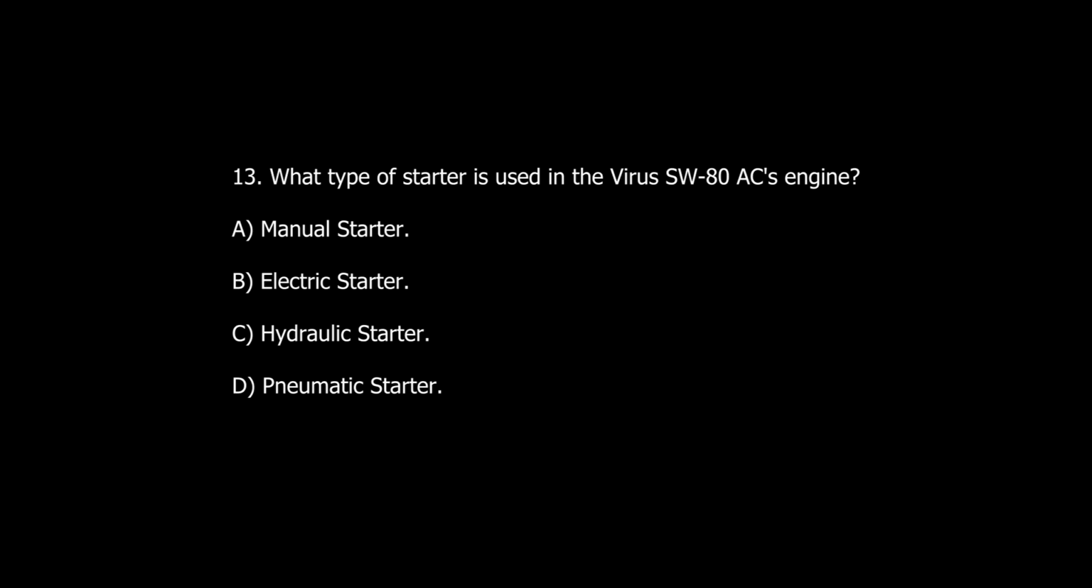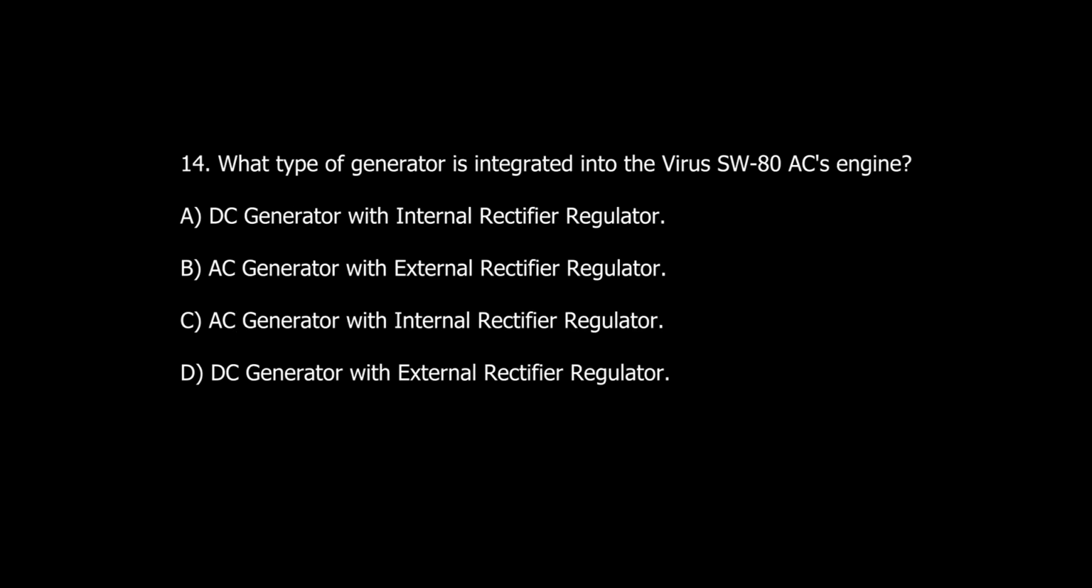Question number 13. What type of starter is used in the Virus SW-80 AX engine? A. Manual starter. B. Electric starter. C. Hydraulic starter. D. Pneumatic starter. Question number 14. What type of generator is integrated into the Virus SW-80 AX engine? A. DC generator with internal rectifier regulator. B. AC generator with external rectifier regulator. C. AC generator with internal rectifier regulator. D. DC generator with external rectifier regulator.